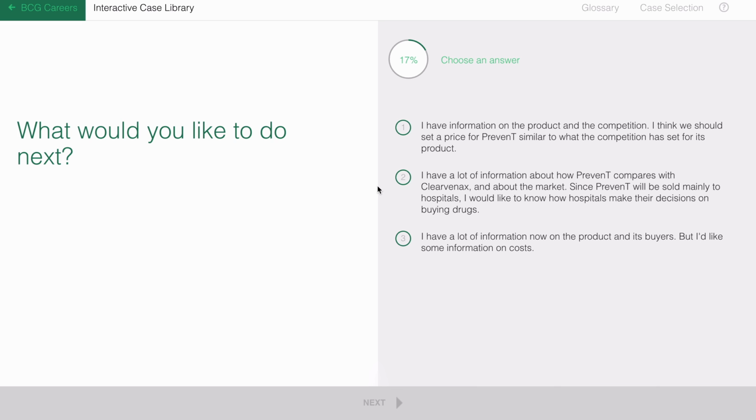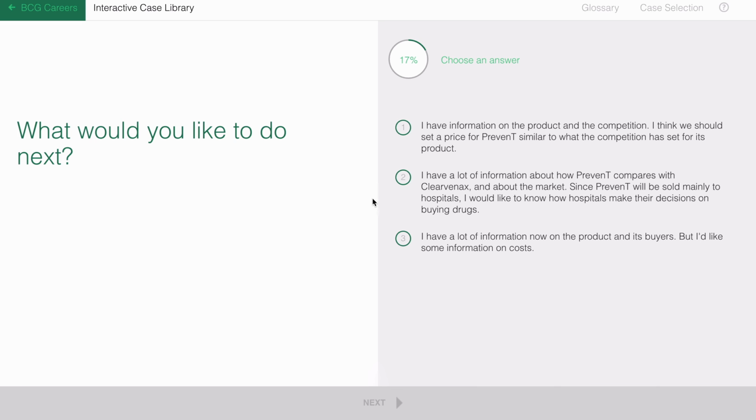Answer choice 3 says, I have a lot of information now on the product and its buyers, but I'd like some information on costs. I think knowing the cost is important in setting the price, but I think we'll come to that point later. Right now I really want to understand the hospital decision-making process for purchasing these drugs, and the economic value that the drug provides hospitals. If we can use those two pieces of information to set a price, we can check that against the cost to make sure that we're making a profit.